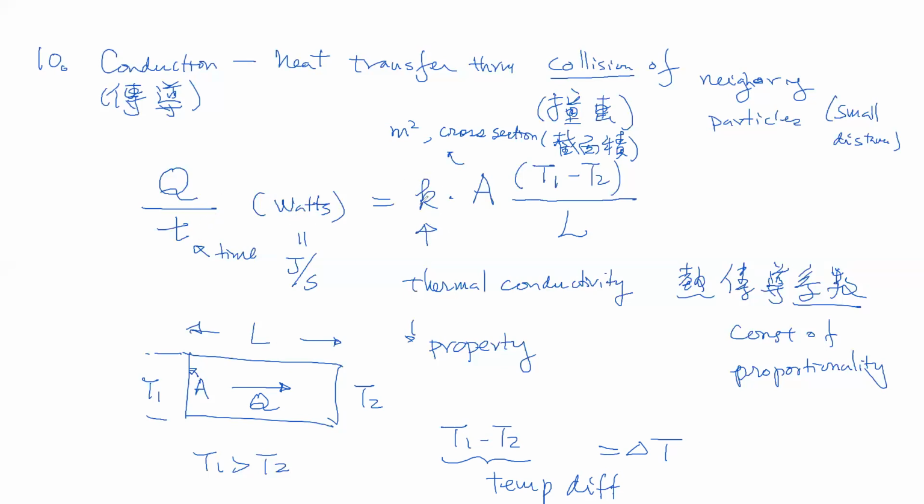And the larger the thermal conductivity K, the largest one is probably something like silver. For silver, this is large. And for wood, it's small, for example. So if you have a large K, I'm going to change color here because it's getting crowded, it's called a thermal conductor.